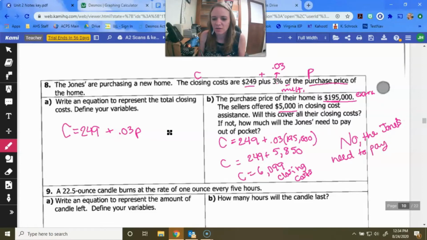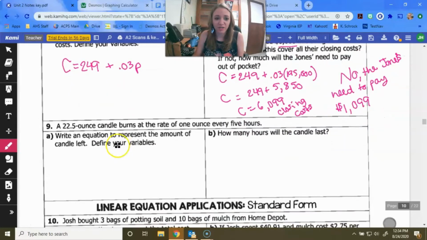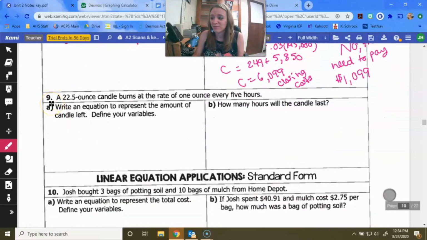Okay, so what's the difference here? $6,099 and $5,000. They have an extra $1,099 that they gotta pay. All right, so why don't you guys go ahead and try number 9. It'll be similar, and see if you can figure it out, and press pause and then play when you are ready to see the answers. All right, go for it.